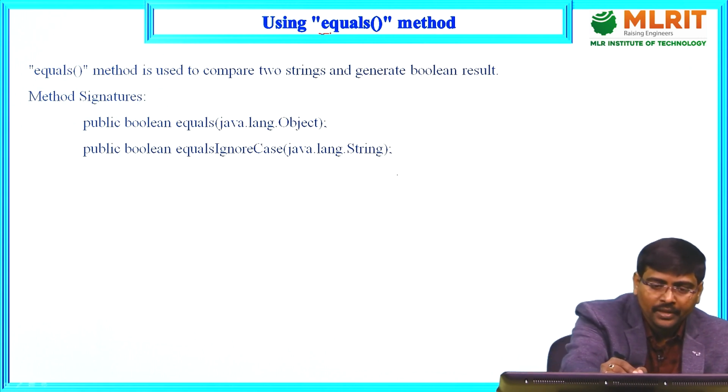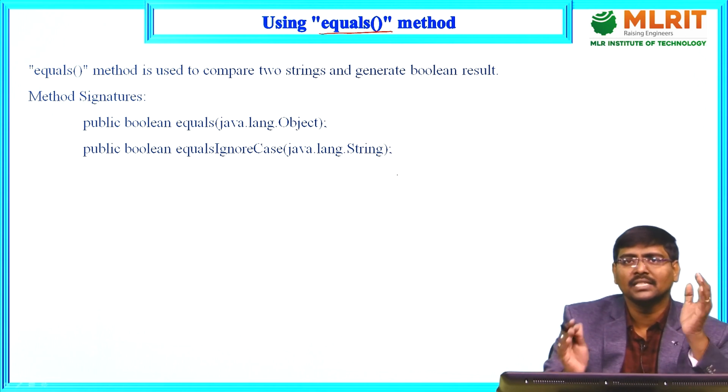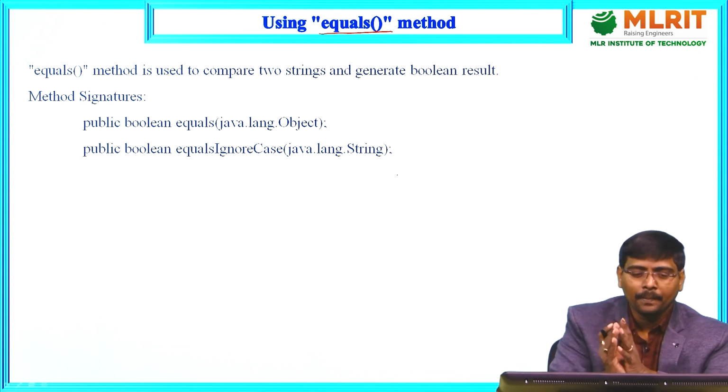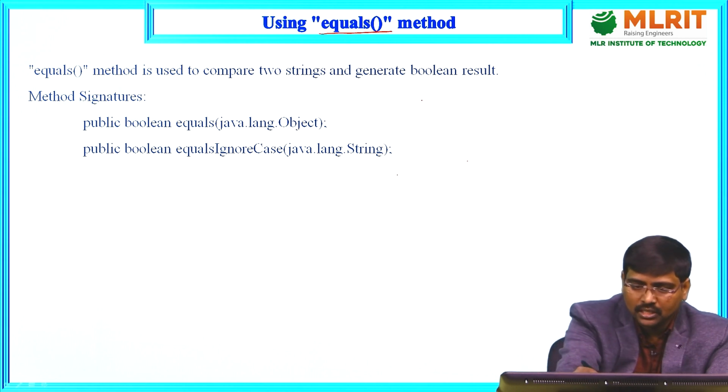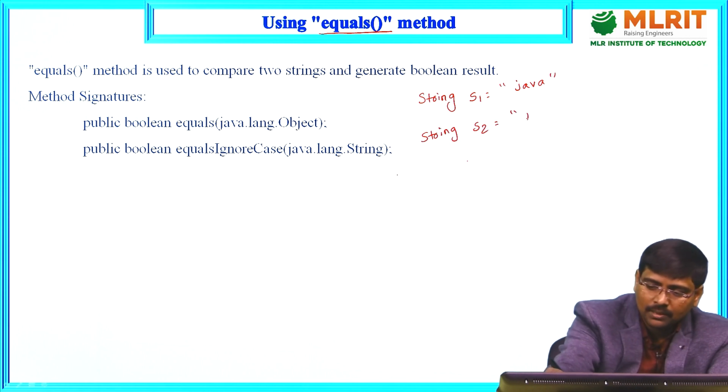First one, the equals method. What is meant by the equals method? Simply it compares the two strings. For example, consider this example: String S1 is equal to Java. Now String S2 is equal to Python.